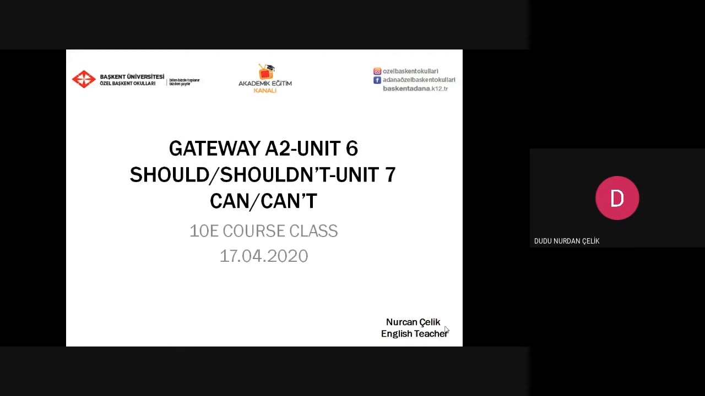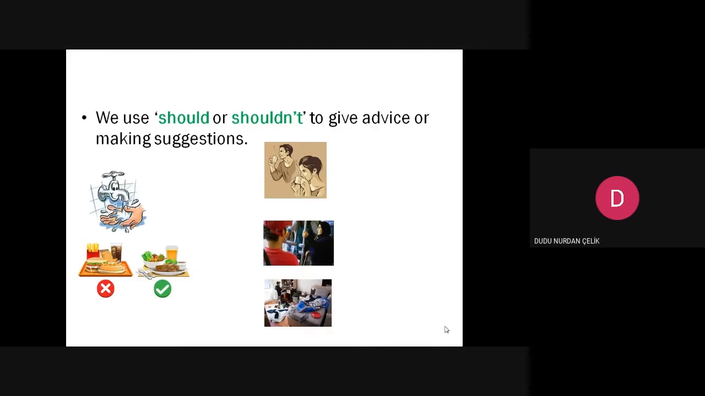Students, today we are with you with this new structure. The modals should, shouldn't, can, and can't. Let's start. First of all, we're going to learn should and the negative form shouldn't. We use should or shouldn't to give advice or make suggestions.